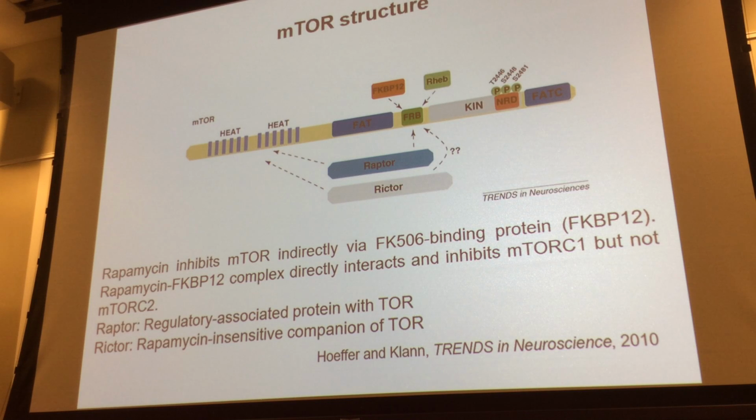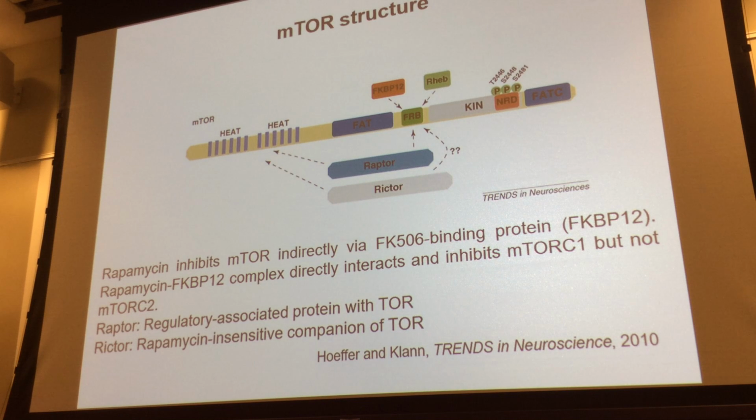Through what? Through this protein called FK506 binding protein, so-called FKBP12, and this is how it works. When FKBP12 forms a complex with rapamycin, it somehow interacts with mTOR, with TOR, and then inhibits the activity of TOR.